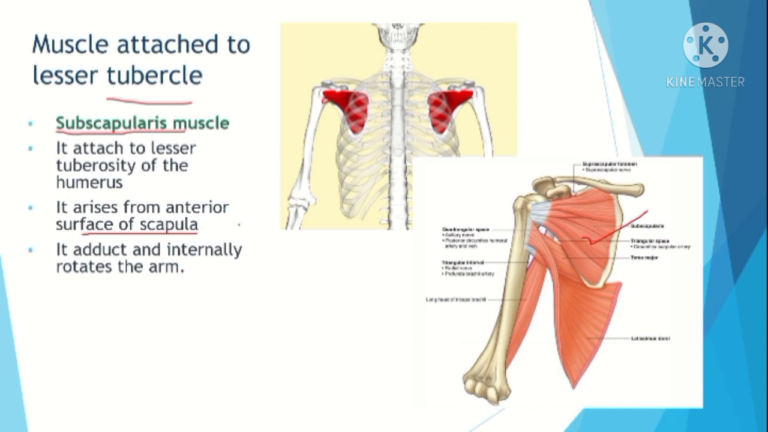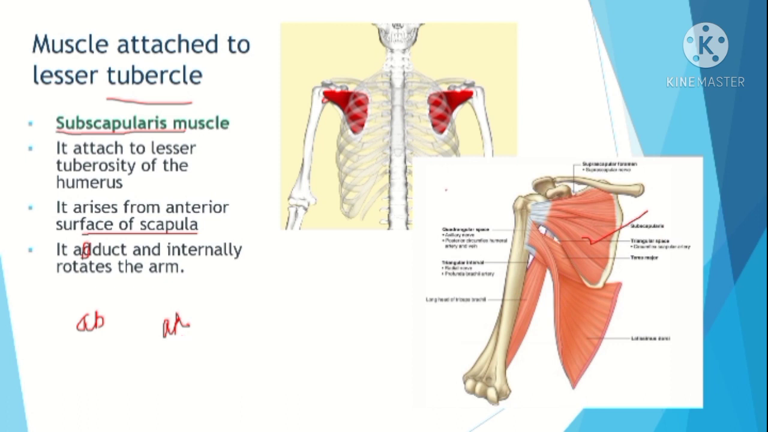Since this muscle lies in the anterior region, the function will be opposite to the posterior. For the posterior we learned about abduction and external rotation of the arm. So here we will be learning about adduction and internal rotation of the arm. Here's the difference: here it is adduction, whereas in the posterior there is abduction. Here it is adduction and internal rotation of the arm. I hope you are clear with this.